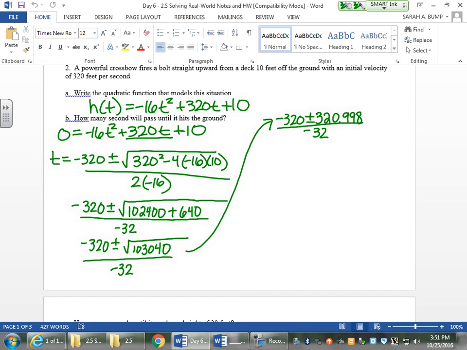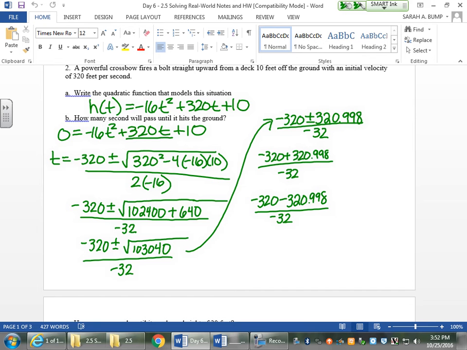Because there is no longer a radical once you square root, we have to now split this apart and add and subtract and divide to get 2 exact answers. So we're going to do negative 320 plus 320.998 over negative 32 and see what that equals. And negative 320 minus 320.998 divided by negative 32. Because if there's no radicals or imaginaries, you can combine your numbers together.